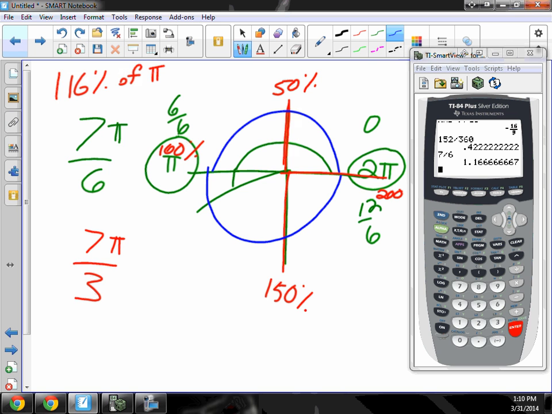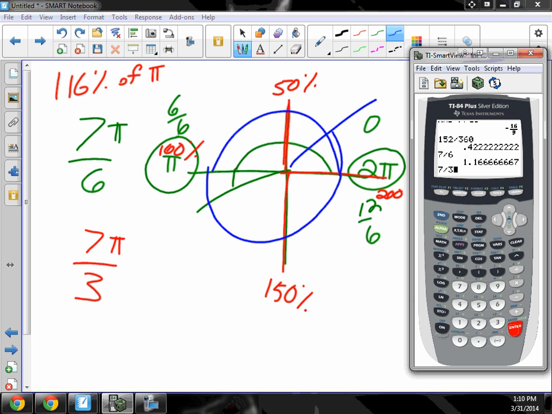Now I'm up to 6. How many more do I need? 1 more, so it's going to be quadrant 1. If I do 7 divided by 3, I get 233% of pi. Why does that land in quadrant 1? Well, 200% gets me to the beginning, and 33% is between 0 and 50, so it's in quadrant 1.